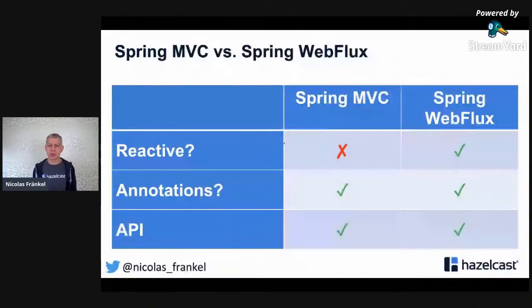But you can also use a functional API. So you can remove the annotations. You can use routes, and I will show you how you can do it. And it's still Spring MVC. It's still blocking. It still relies on servlets. But there are no annotations anymore. And Spring Webflux, well, you have, of course, this functional API, but you can also use annotations. So there are multiple ways.